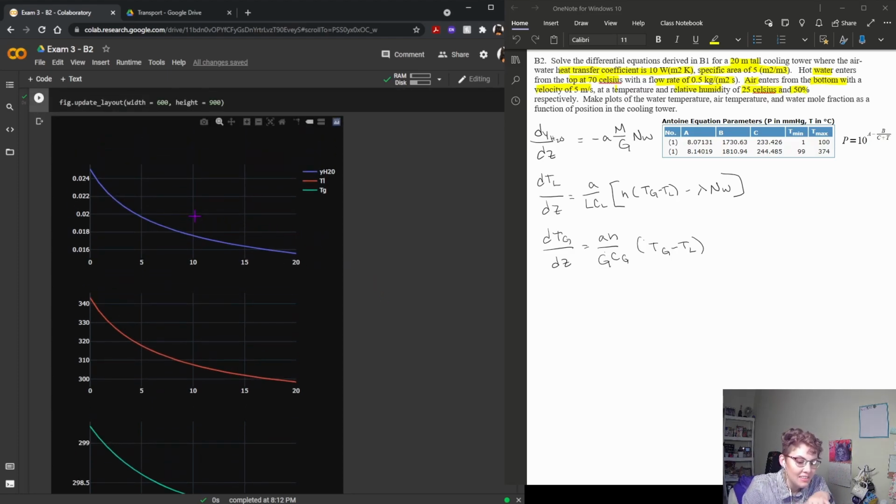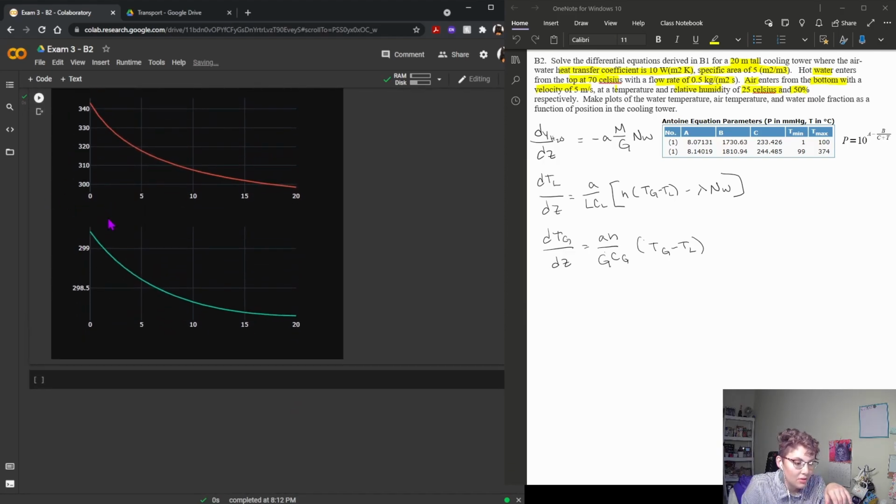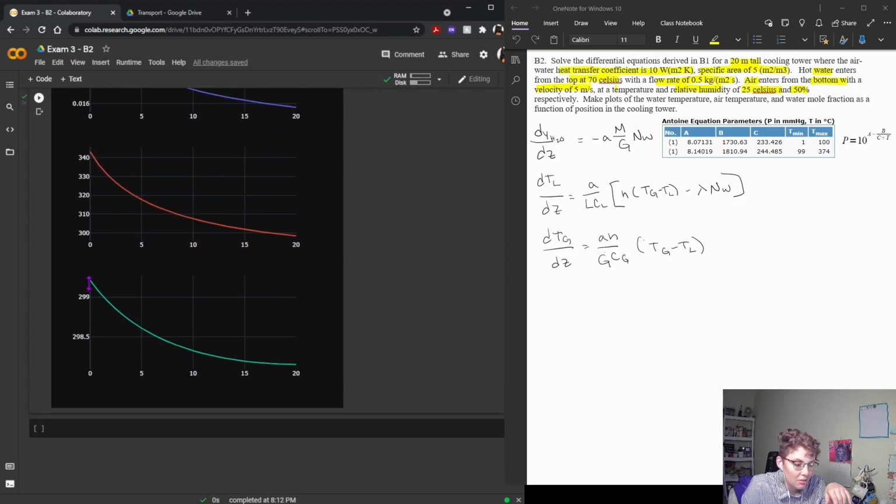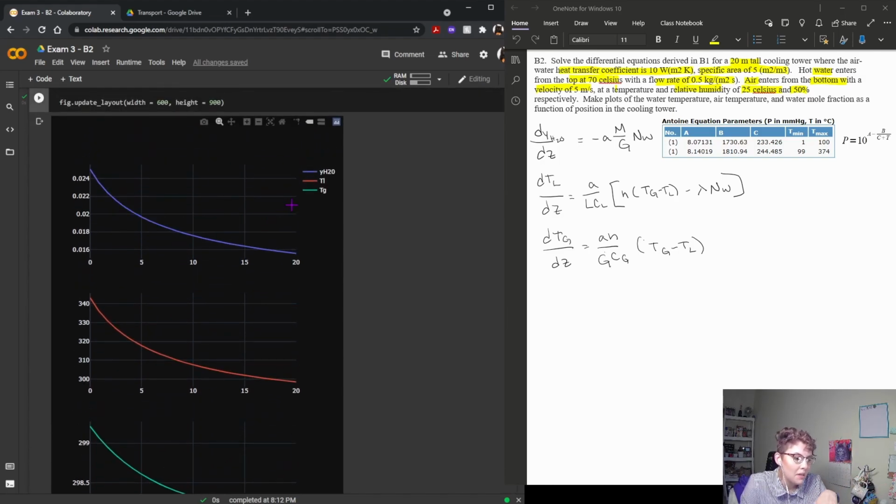We can see that the mole fraction of the water starts up here at about 0.025 and finishes down here at close to 0. And for the temperature of the liquid, we start at about 343 Kelvin and then go all the way down here to 298.5. And for the temperature of the gas, we start all the way up here at 299 Kelvin, almost 300 Kelvin, and then reduce down to 298 Kelvin. So you can see that the change is actually very small, only a couple degrees, but it's still there.